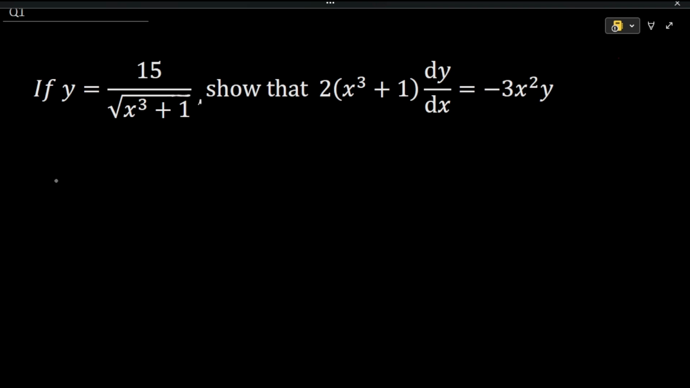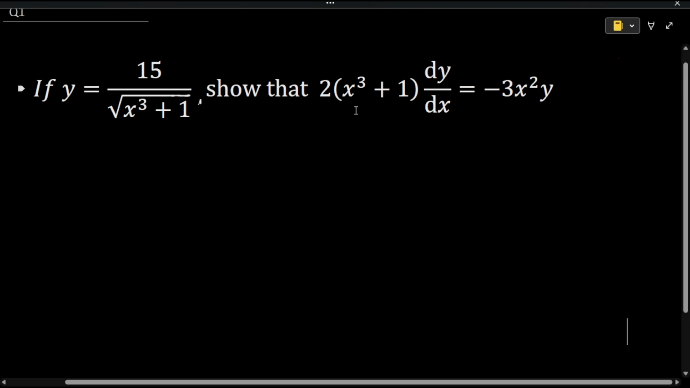In this video, we have a question on differentiation of implicit functions. We are supposed to show that 2(x cubed plus 1) dy/dx is equal to negative 3x squared y, given y is equal to 15 divided by root of x cubed plus 1. So let's go ahead with the solution.